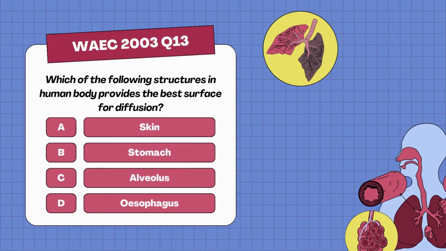Question 13 from 2003. Which of the following structures in the human body provide the best surface for diffusion? A. Skin, B. Stomach, C. Alveolus, and D. Oesophagus. What do you think is the answer? The correct option is option C, alveolus. The alveolus has a large surface area that aids diffusion of gases in the respiratory system of man.